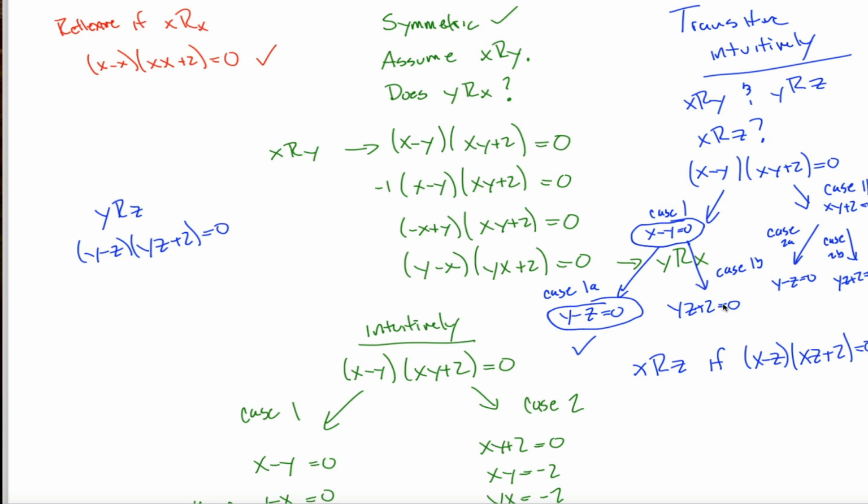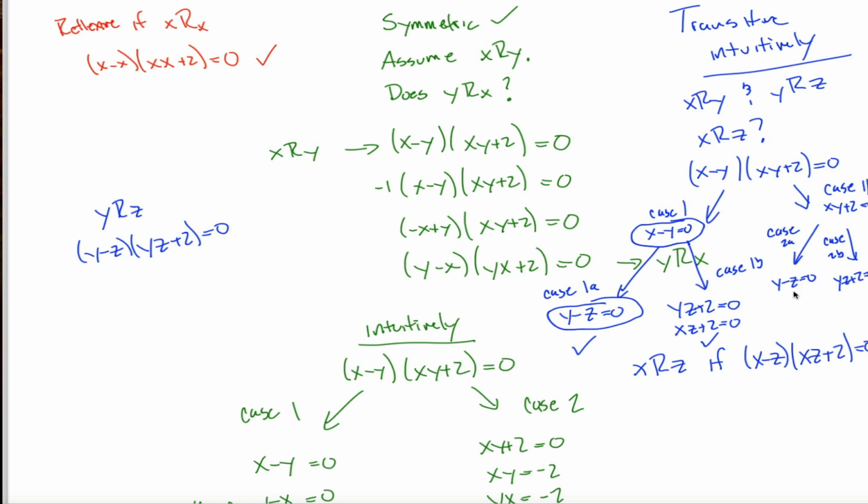So now let's check case 1b. Well, remember, because we're in case 1, x and y are the same number. So if yz + 2 = 0, since y and x are the same number, xz + 2 = 0. But if xz + 2 = 0, this is 0, so this product is 0. So there's an arrow from x to z. Looks like in case 1b, we're good as well.